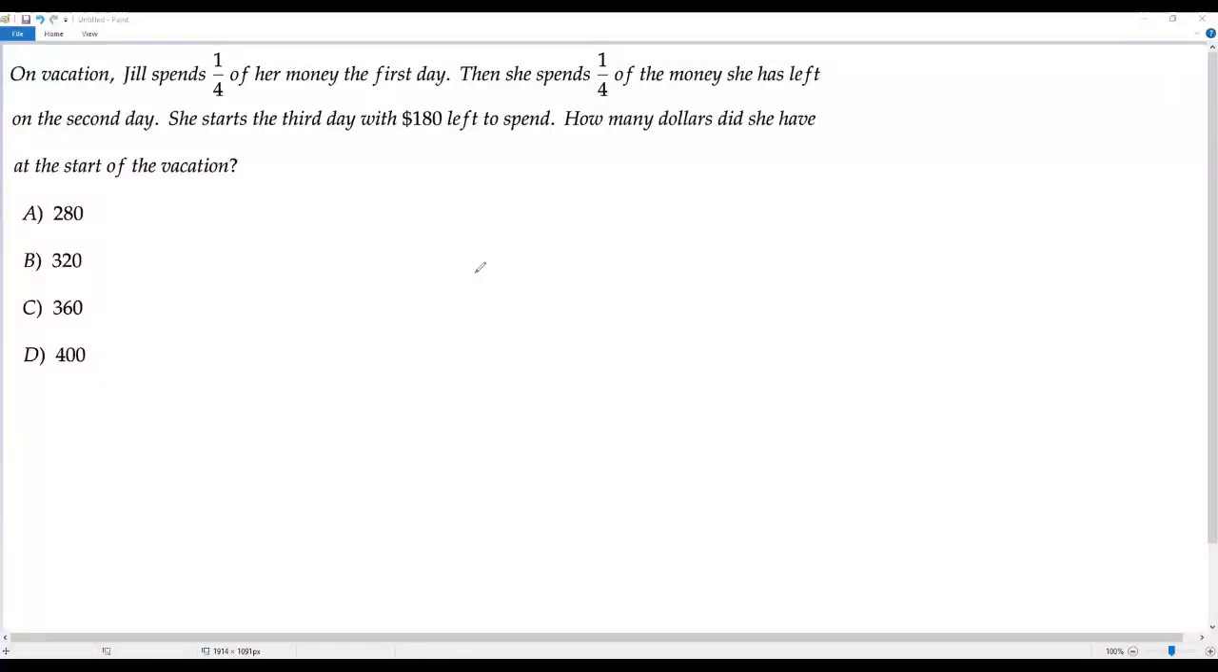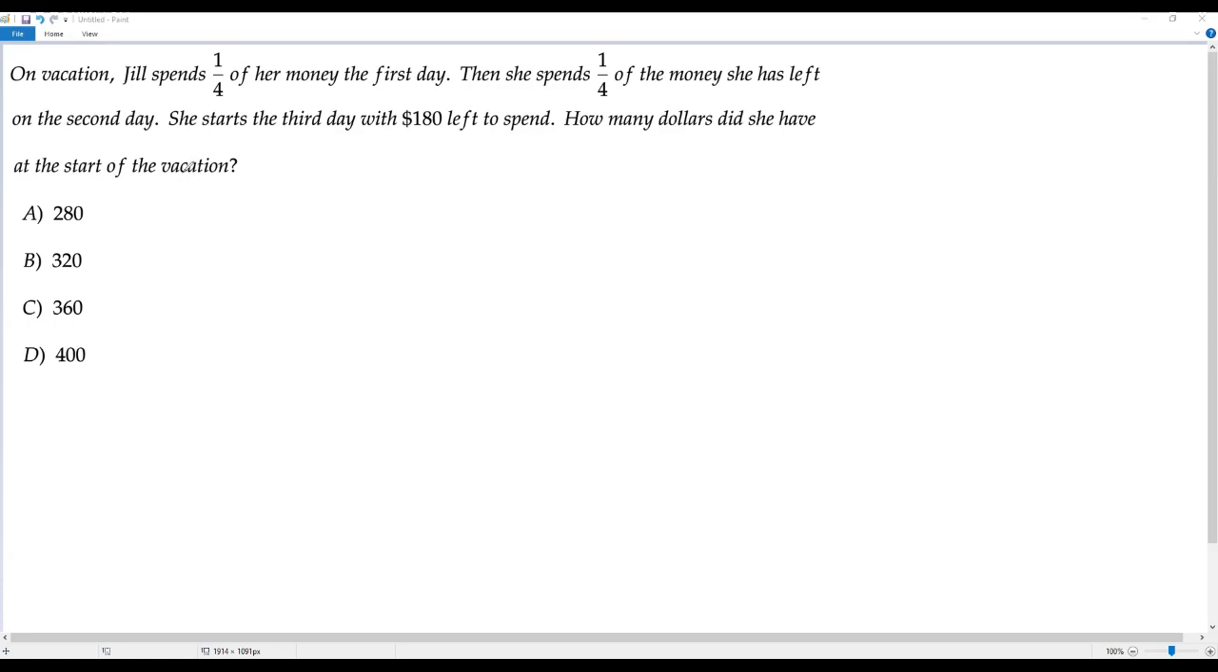Here we have a SAT math question. Okay, let's go to the information. On vacation, Jill spends 1/4 of her money the first day. Then she spends 1/4 of the money she has left on the second day. She starts the third day with $180 left to spend. How many dollars did she have at the start of the vacation?